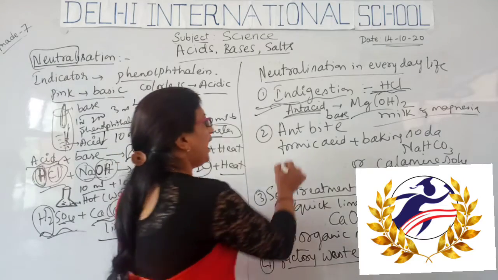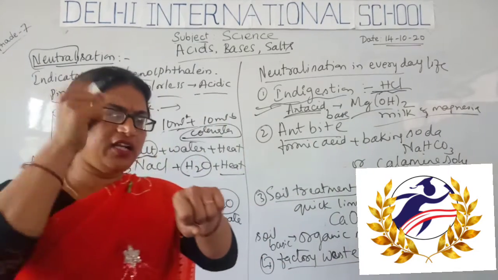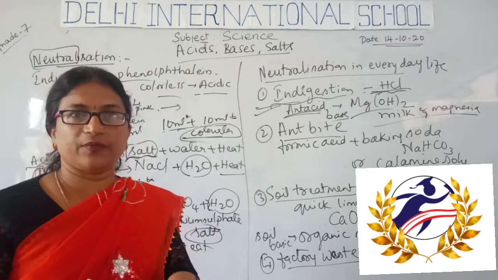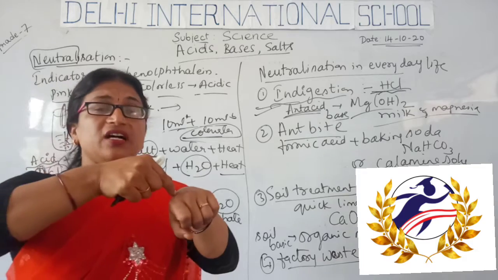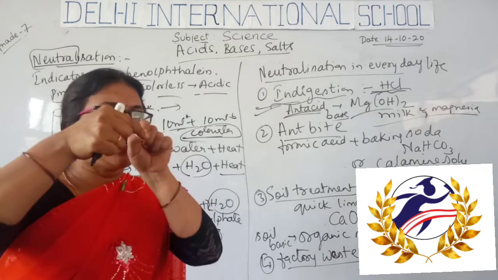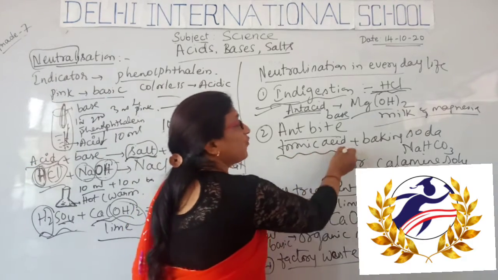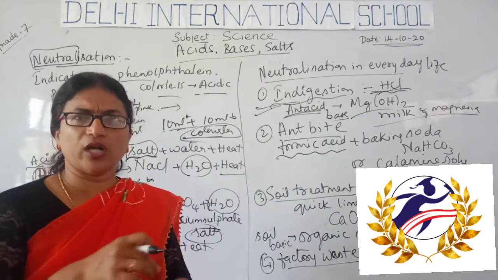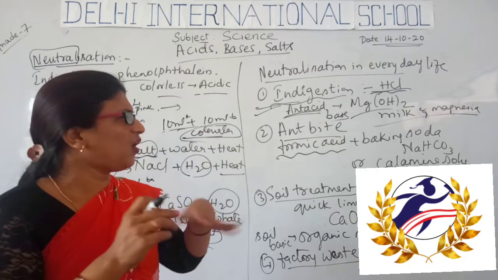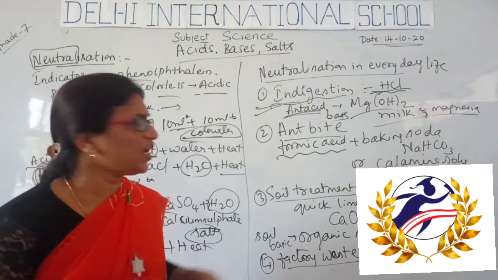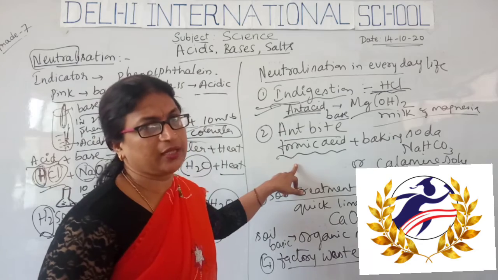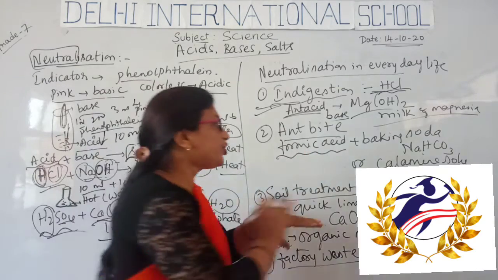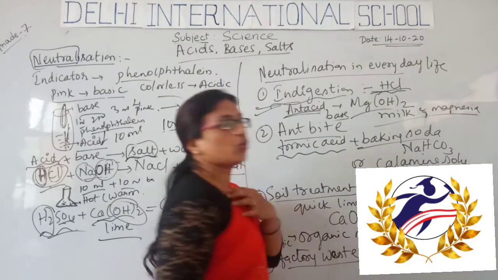So next, ant bite. When an ant bites, it pierces the sting into our skin. During piercing with the sting, it releases formic acid. It releases that formic acid into the blood, into our body fluid. So that causes irritation and itching, burning sensation.